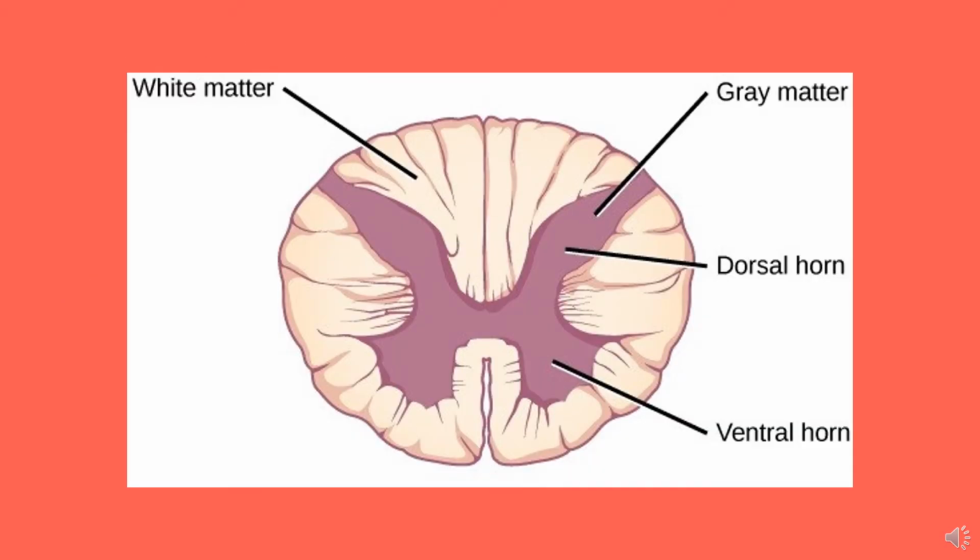The two dorsal arms of the spinal gray matter are called the dorsal horns, and the two ventral arms are called the ventral horns. The dorsal horn is comprised of sensory nuclei that receive and process incoming somatosensory information, while the ventral horns contain the cell bodies of motor neurons that send axons via the ventral roots of the spinal nerves.